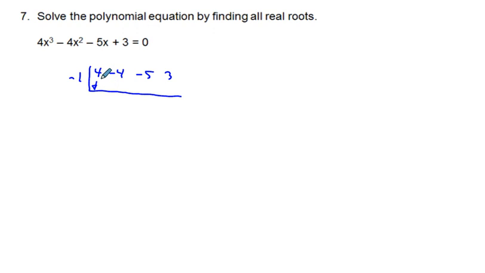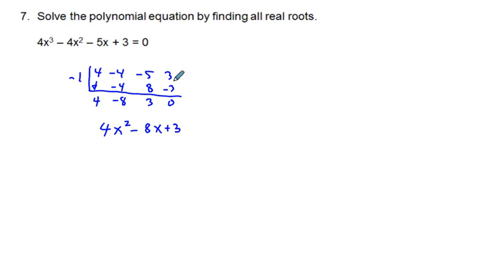So 4, negative 1 times 4 is negative 4. We get negative 8. Negative 1 times negative 8 is 8. Negative 5 plus 8 is 3. Negative 1 times 3 is negative 3, 0. So we get 4x squared minus 8x plus 3.